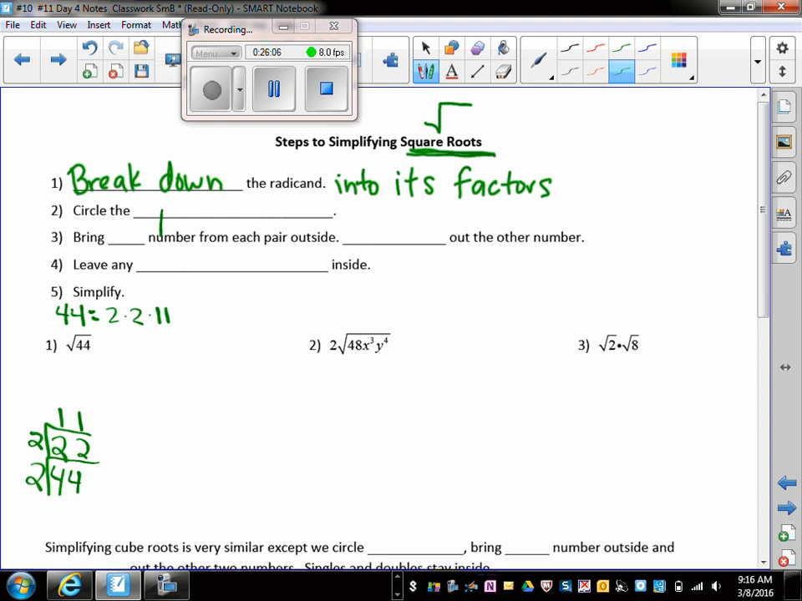Alright, circle the pairs. Because this is a square root, that means my index is 2, right? So I need to have 2 of a kind in order to pull it out in front of my radical. So circle the pairs. Alright, I've got 1 pair of 2's. Right? A pair means 2 of the same kind. So I've got 1 pair of 2's. Circle the pairs.